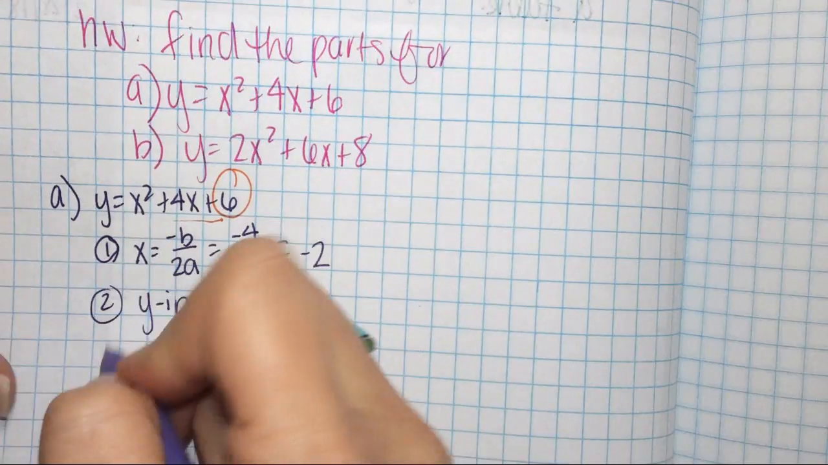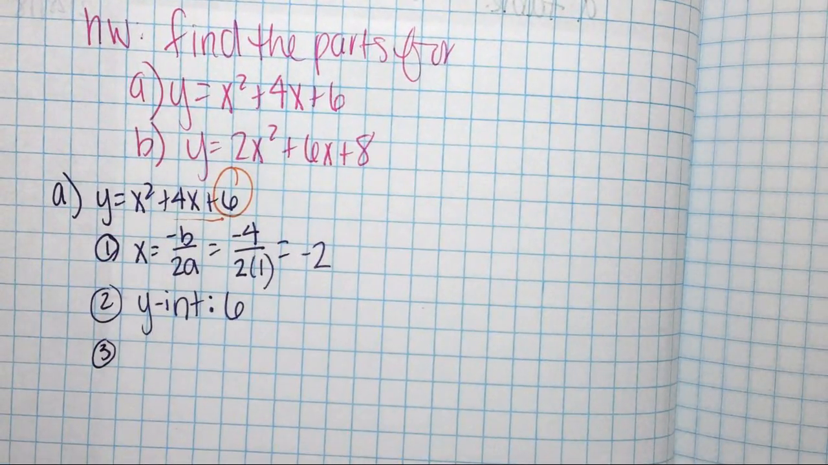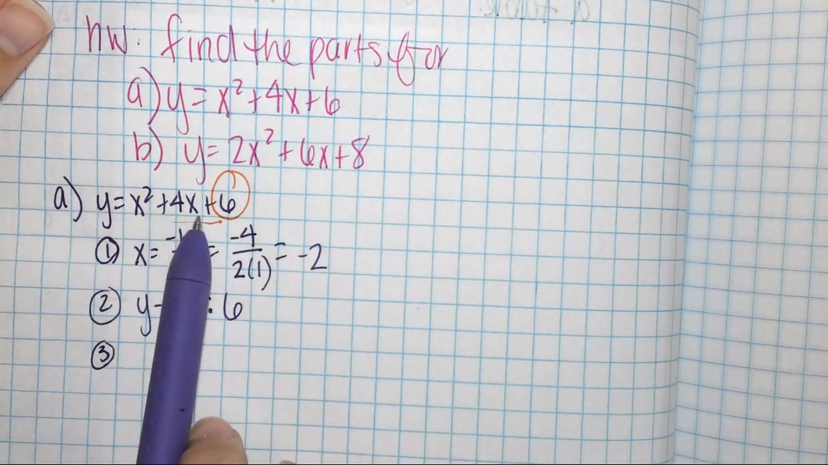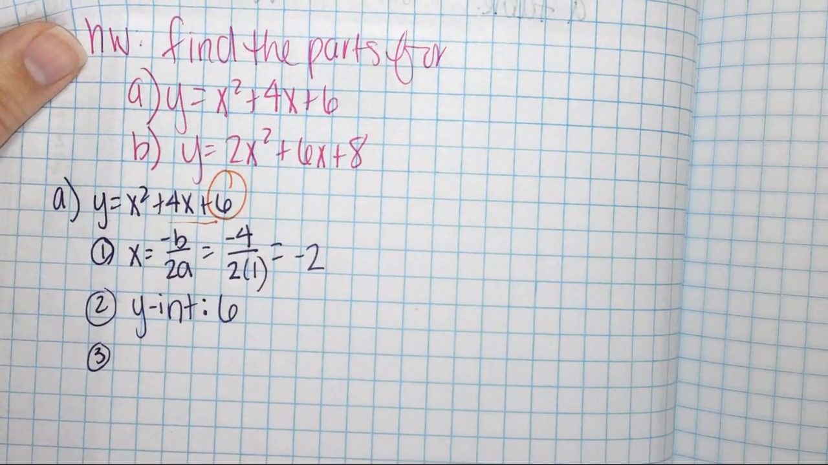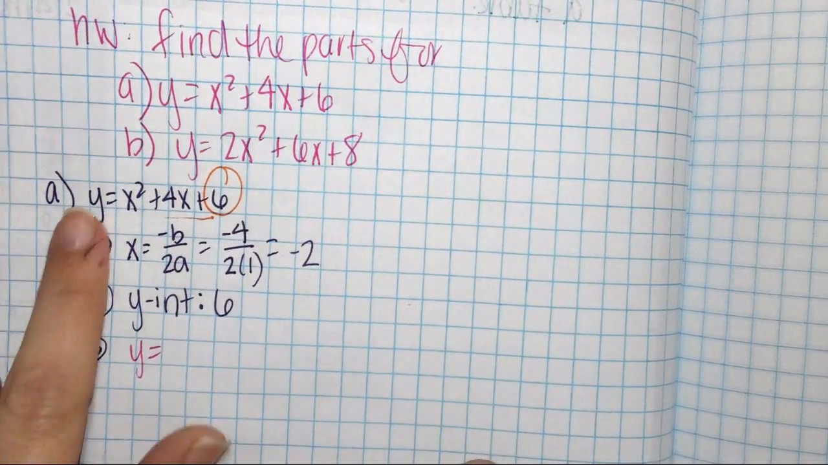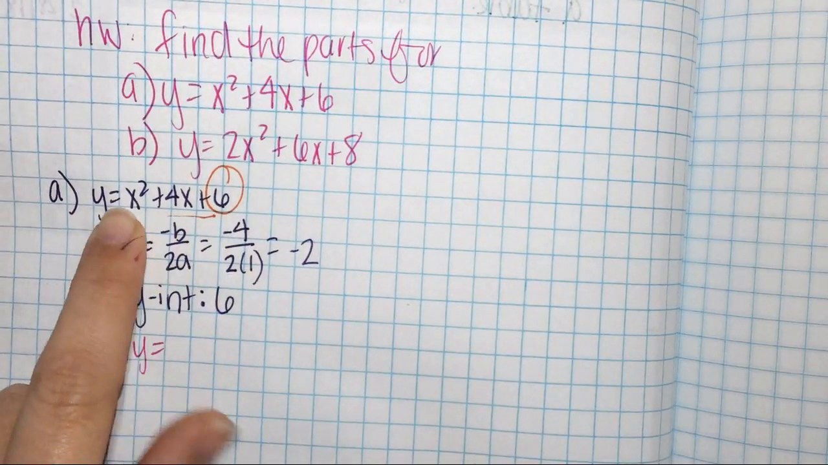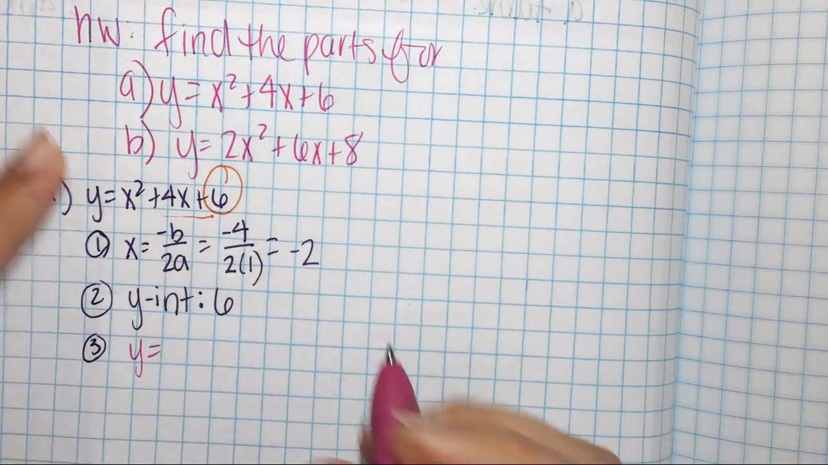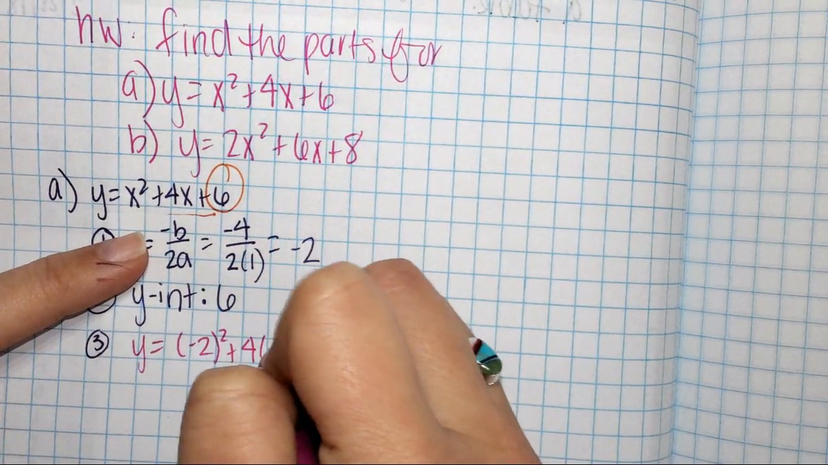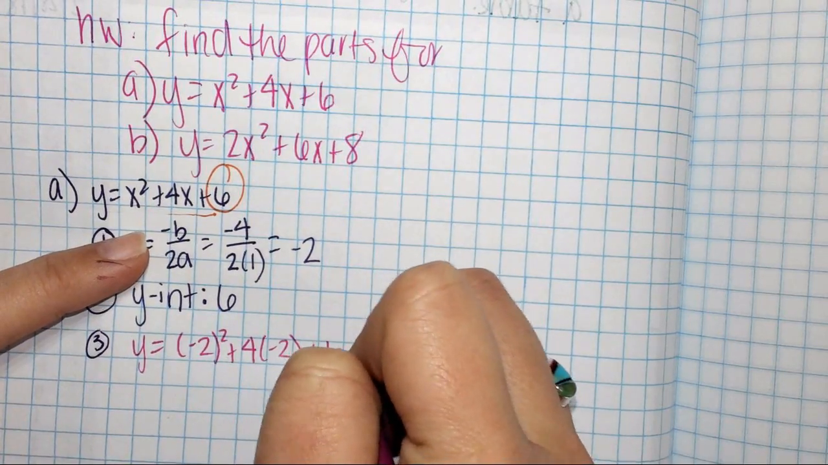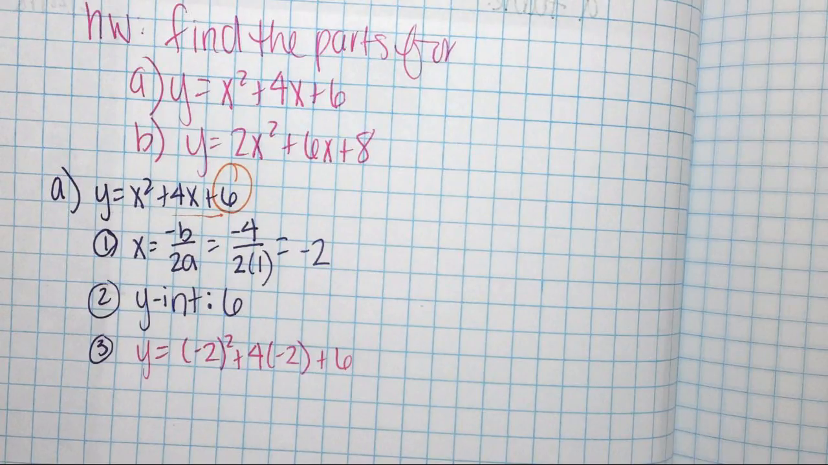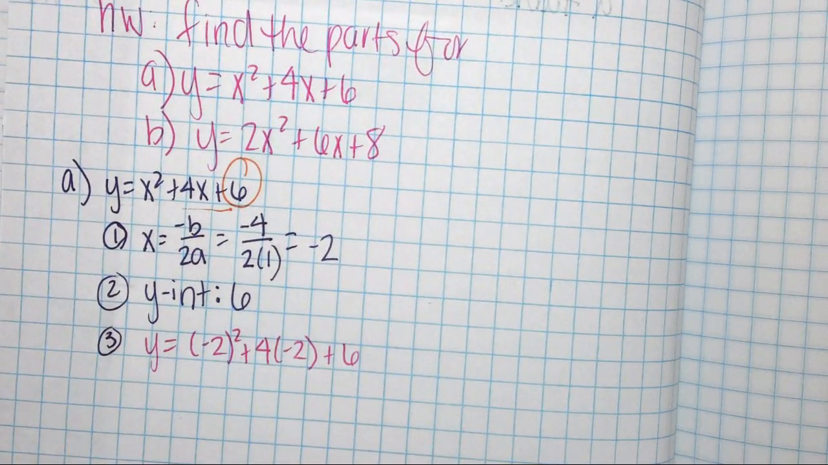Okay, what's step 3? Find the vertex. Plug in to get your vertex. So we know what x is, right? Yes. We're going to plug it in right here, and we're going to figure out what y is. I'm going to do it in a different color. Y equals, and our formula is x squared plus 4x plus 6. So everywhere we see an x, we're going to replace it with negative 2. So we have negative 2 squared plus 4 times negative 2 plus 6. So all we're doing is we're replacing x with what we found in step 1.